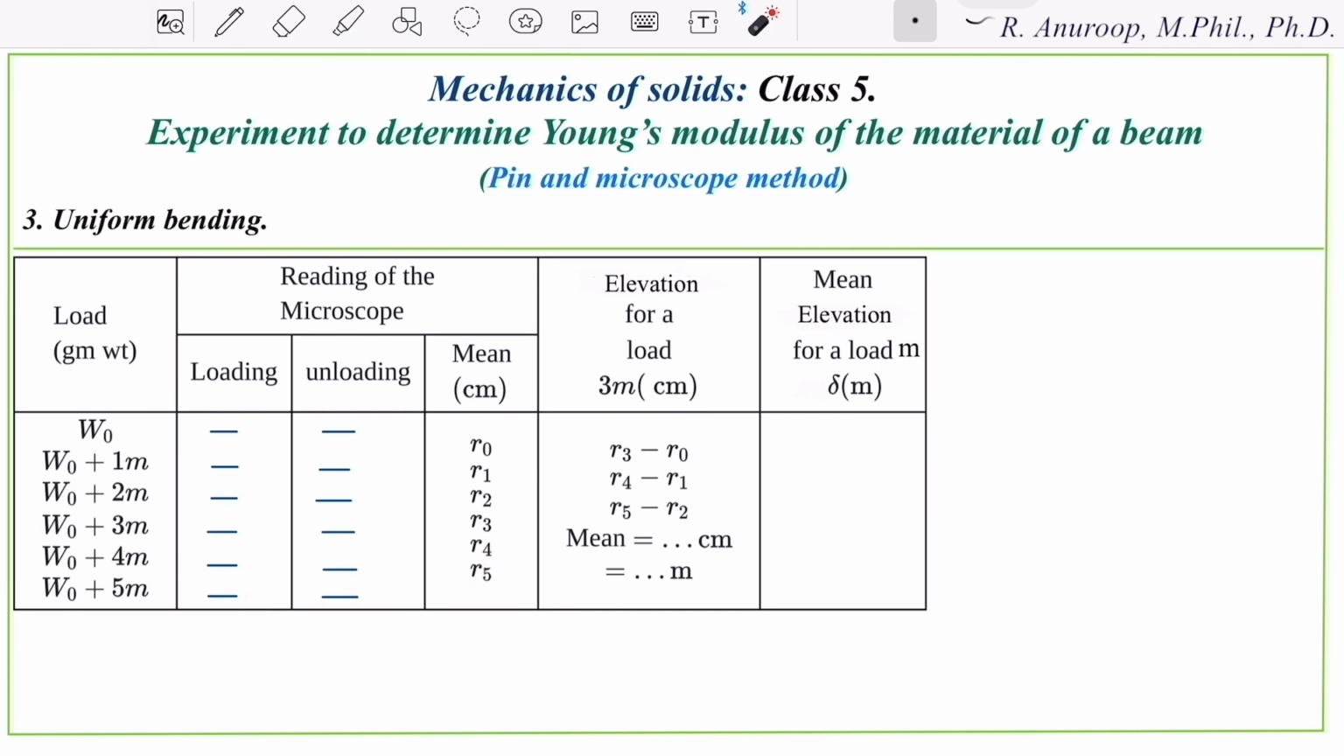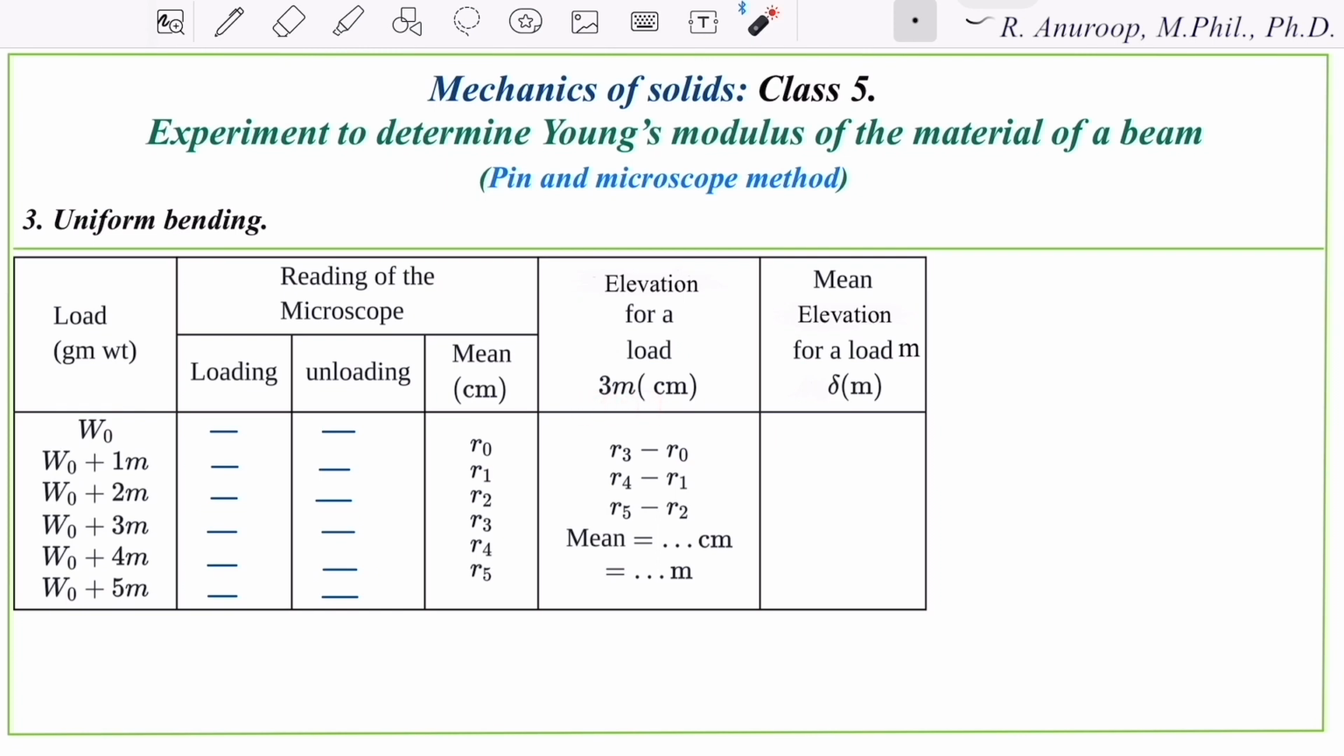Our next aim is to find the elevation for a load 3m, that is, how much the tip of the beam is elevated for a load of 3m. Take R3 minus R0. It gives the elevation for a load 3m. Similarly, R4 minus R1 and R5 minus R2 will also give the elevation for a load 3m. So we have three readings corresponding to the elevation for a load 3m. Take the average.